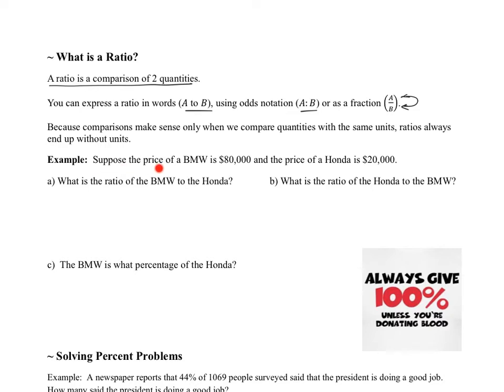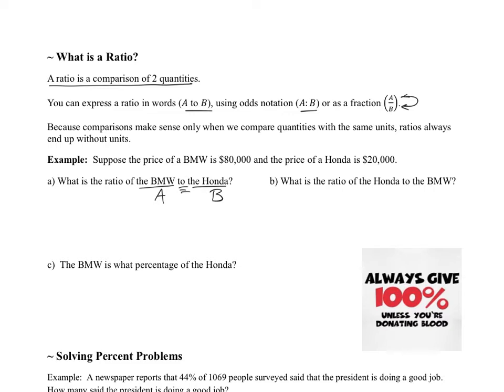So suppose the price of a BMW is $80,000 and the price of a Honda is $20,000. That doesn't sound too far off. So the question is, what is the ratio of the BMW to the Honda? So the ratio of BMW to the Honda looks a lot like this form. So I know the BMW will be A and the Honda will be B.